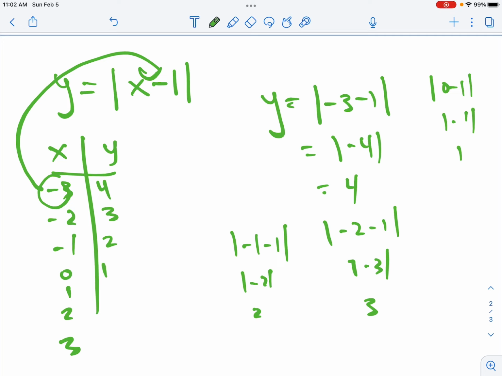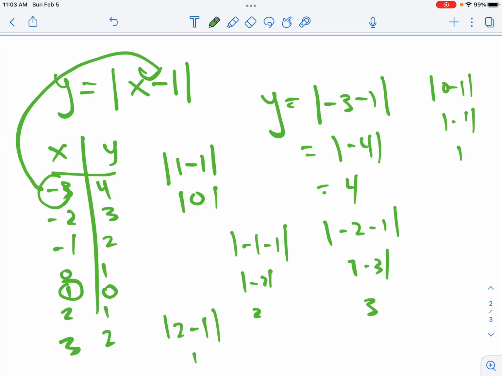What about 1? Okay, this is where it gets a little interesting. If we put this 1 into my equation, 1 minus 1 is going to be 0. Absolute value of 0 is 0. If we put 2 in it, 2 minus 1 is 1. That's going to be 1. And you're starting to see kind of a pattern here, right?